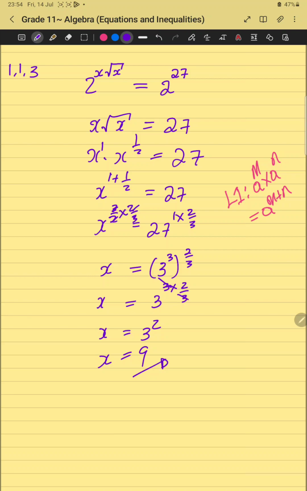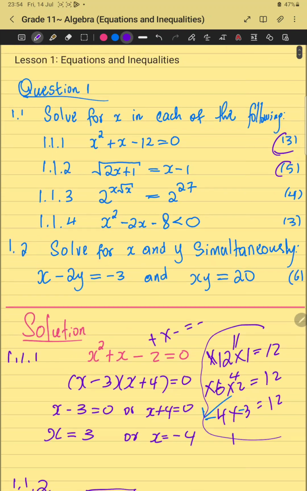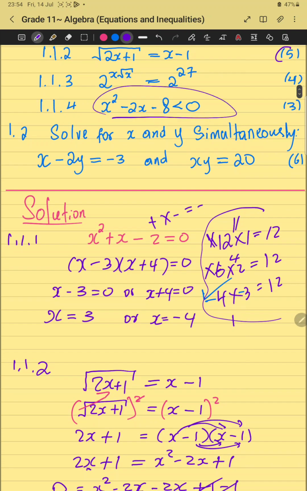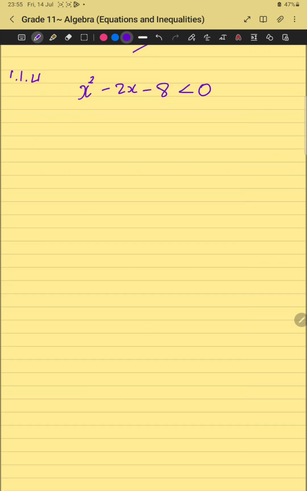Okay, now let's take the next one. So we are here now. Yes, here we go. Now how do we do this? Here we're going to try to find the factors of 8. Of course it's 4 times 2 and 8 times 1.